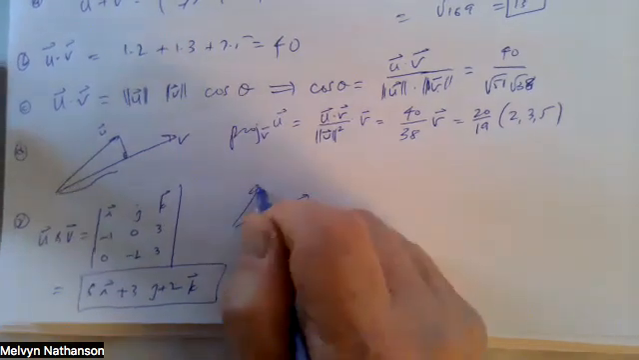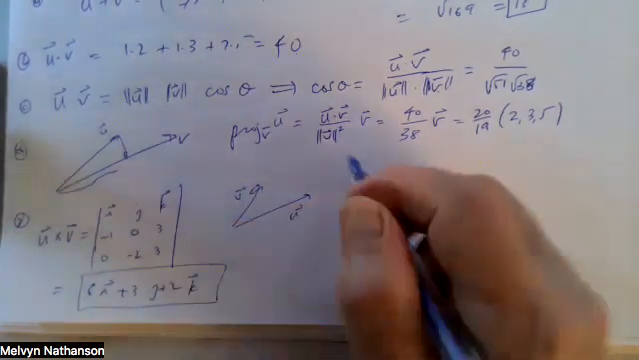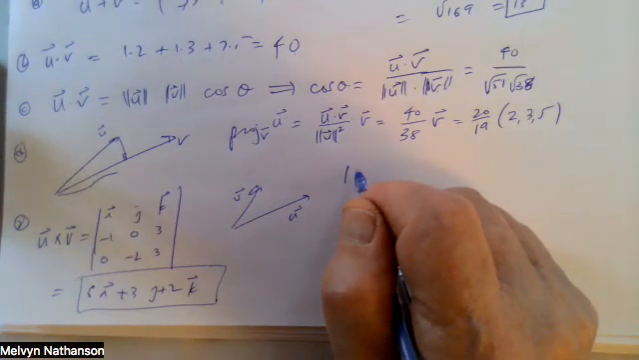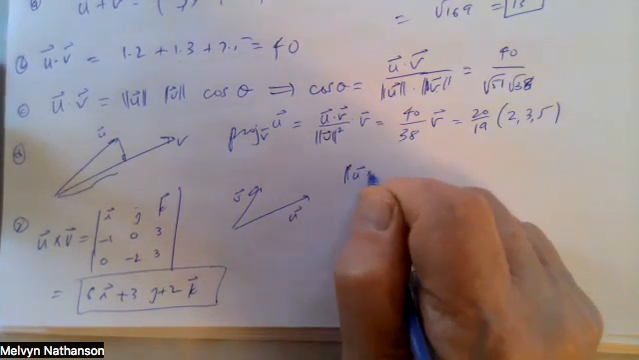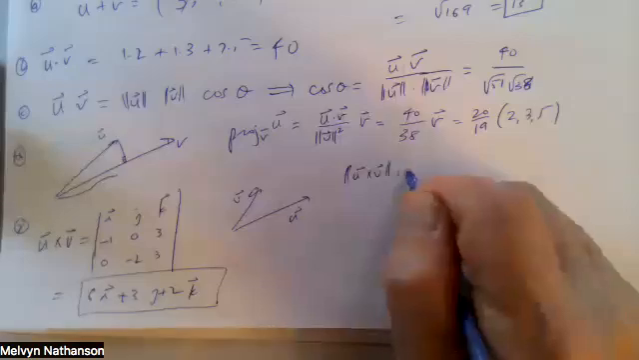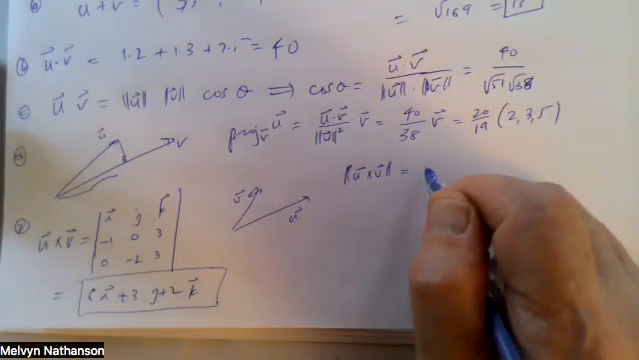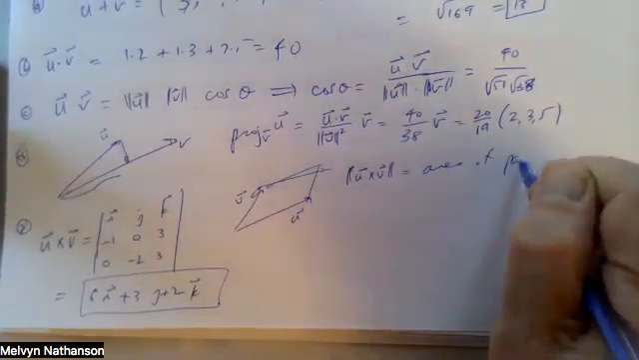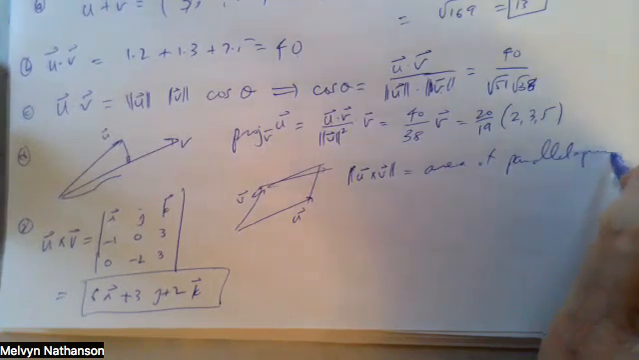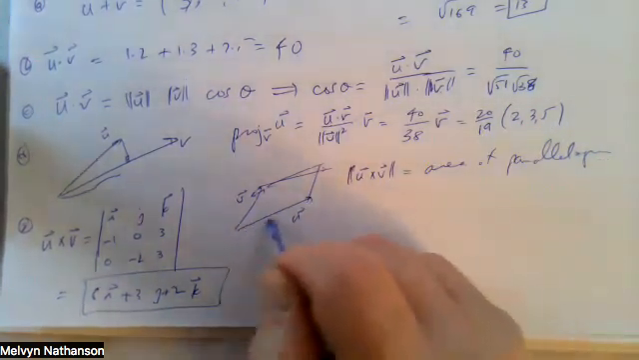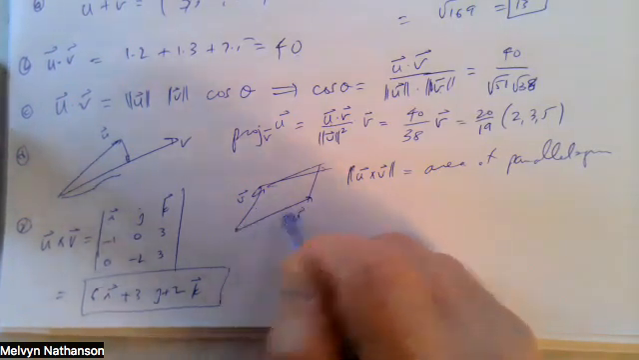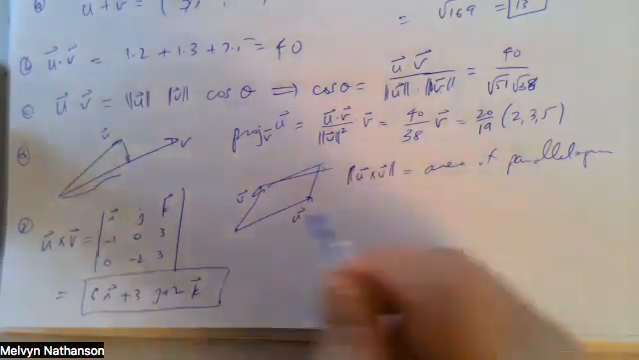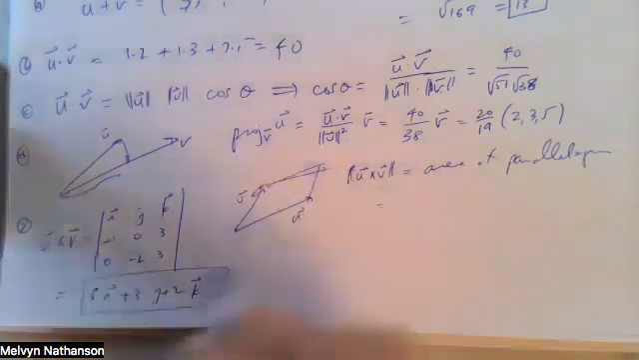And if you have these two vectors, u and v, the length of u cross v we can define in two ways. First of all, it's the area of the parallelogram generated by the two vectors u and v. If these are adjacent vectors and you construct their parallelogram, the magnitude of the cross product, that vector, is the area of that parallelogram.